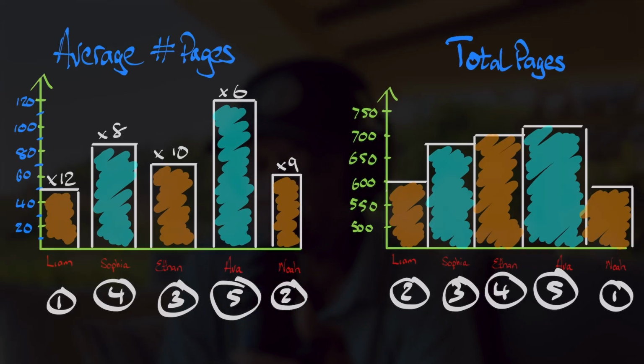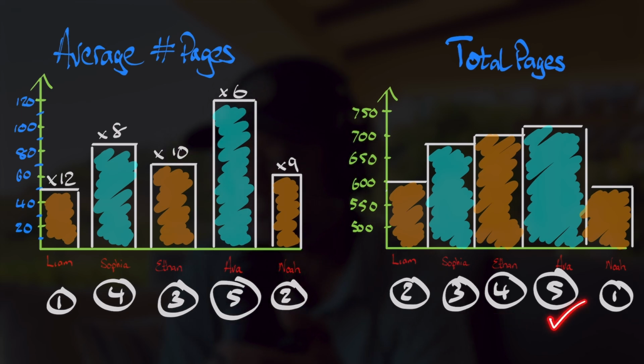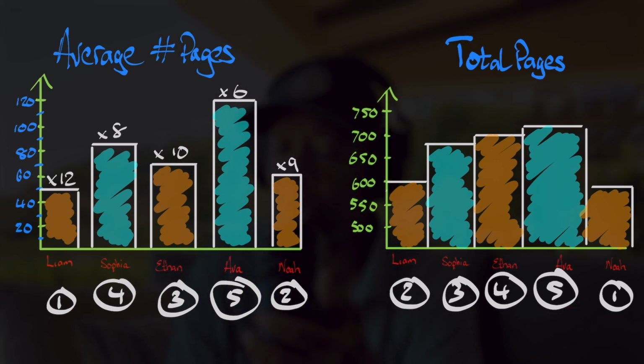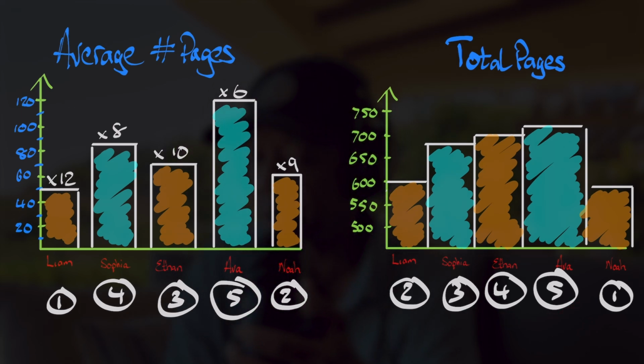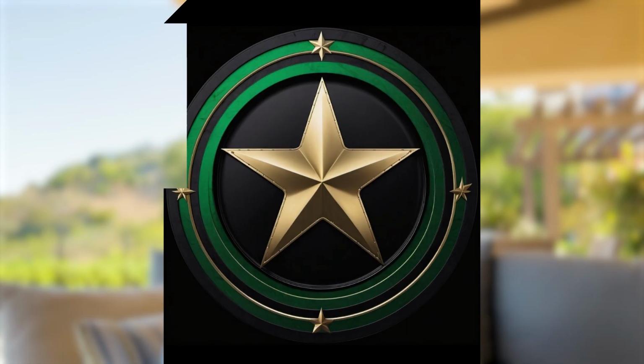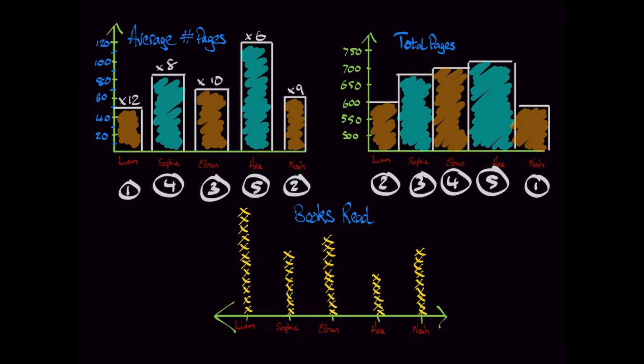So Liam ranked 1 and Noah ranked 2, and they actually flipped their rankings for average number of pages and total pages, although the numbers were still pretty close. By the time we get to Ava, we find that Ava has the longest books, and also she has the largest number of pages, the most.